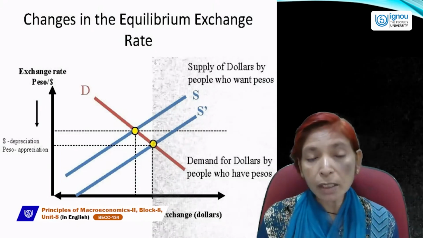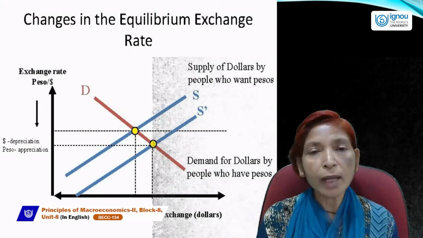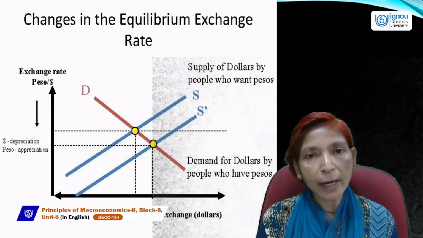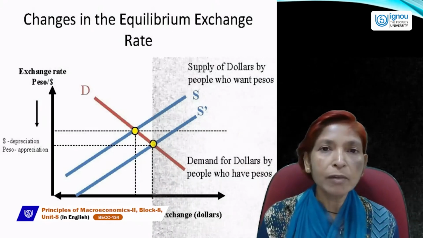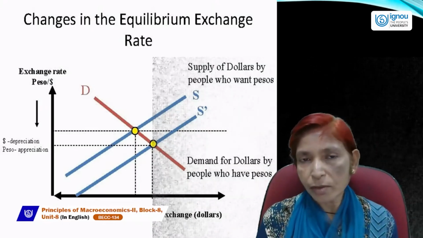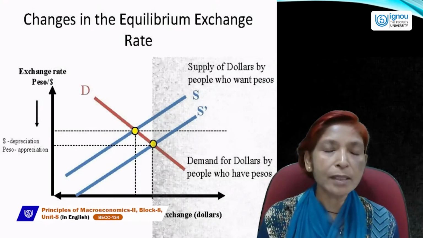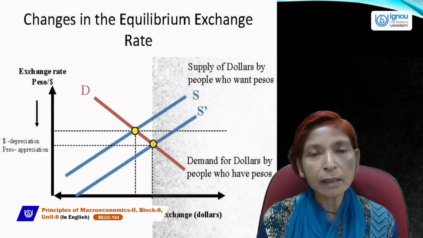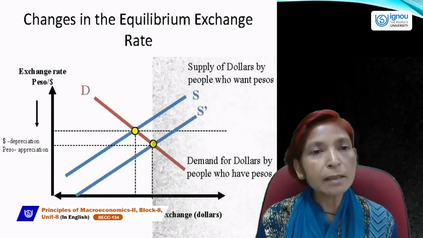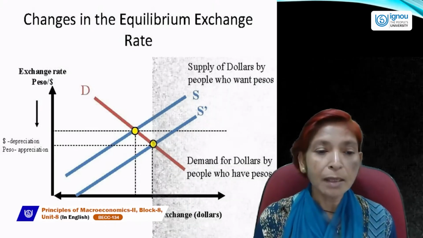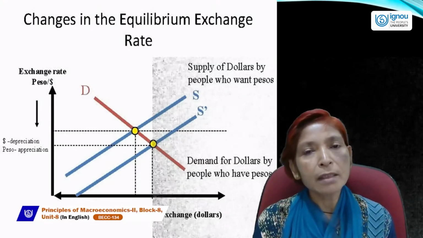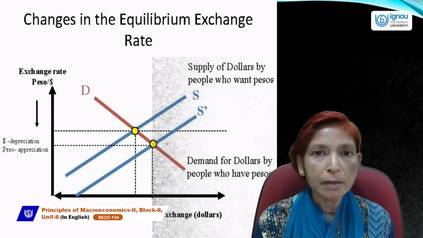If there is a change in demand, then the demand curve will shift. An increase in demand will move the demand curve to the rightward and a decrease in demand will move the demand curve to the leftward. If demand increases, the exchange rate will rise. If demand falls, the exchange rate will fall. If supply increases, the exchange rate falls. If supply decreases, the exchange rate rises. It means there is a possibility of change in the exchange rate.